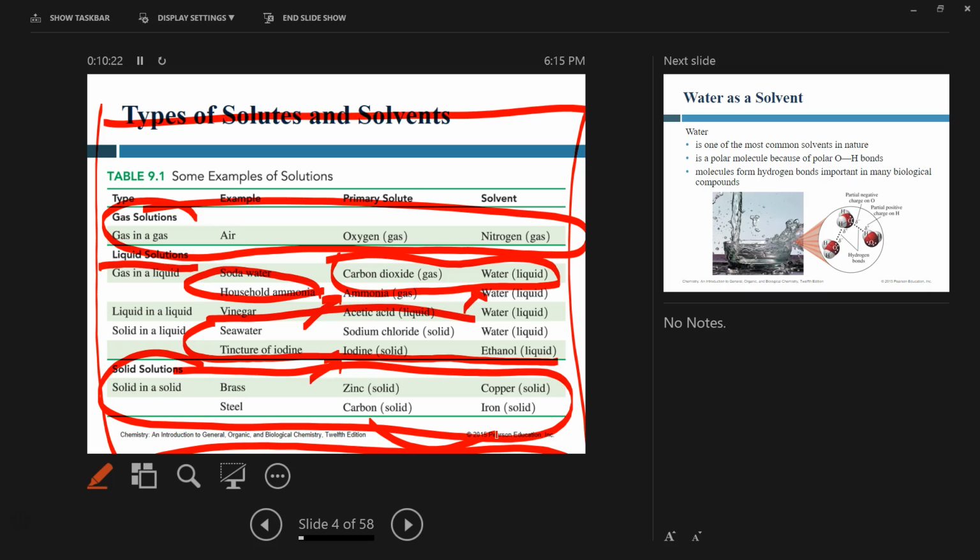So in both steel and brass, you cannot see chunks of solute suspended in the solvent. Atoms are evenly distributed throughout. Does that make sense?